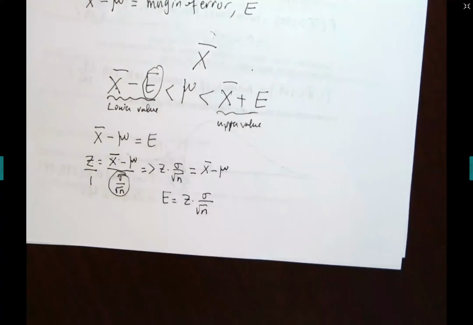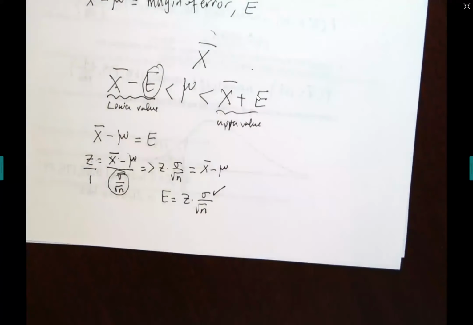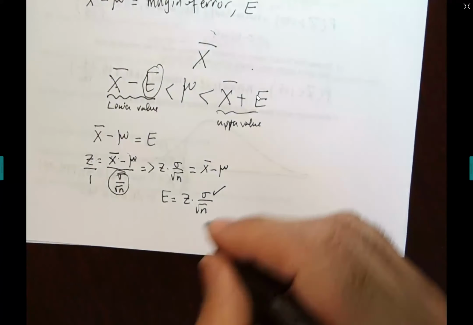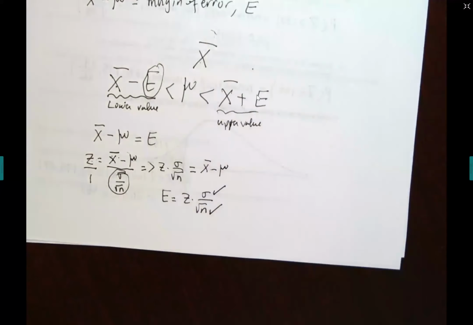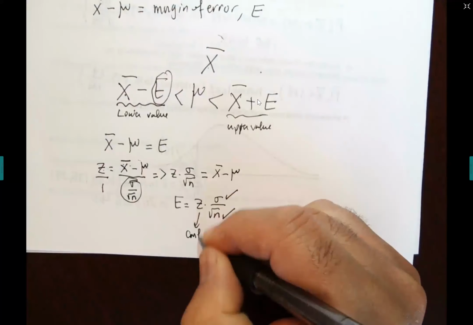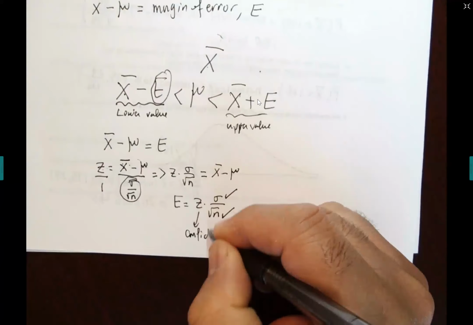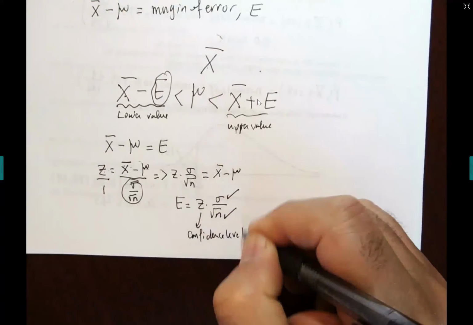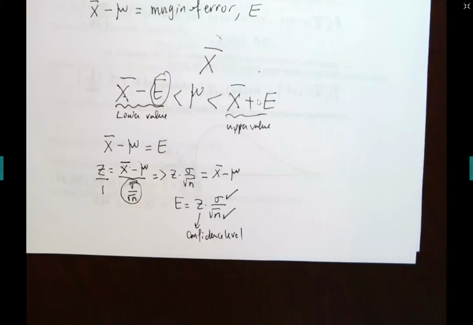Now, sigma will be given in the problem. And the sample size will be given. So what else do you need to know in order to find E? What's missing? Z. Z, exactly. And Z is based on the confidence level, which will be given to you. So all I need, guys, is to show you how to find Z, and I'm done, and then I can show you how to create an interval.